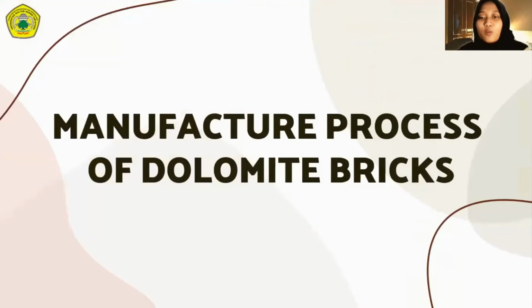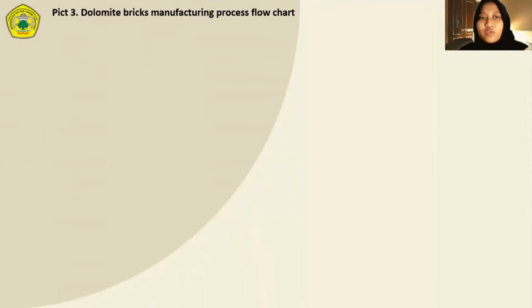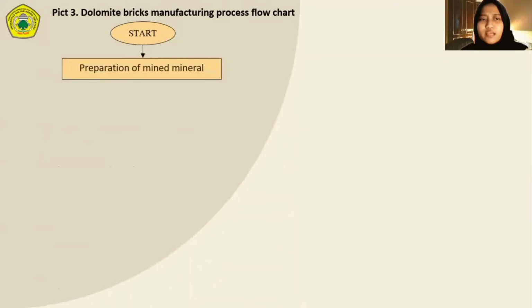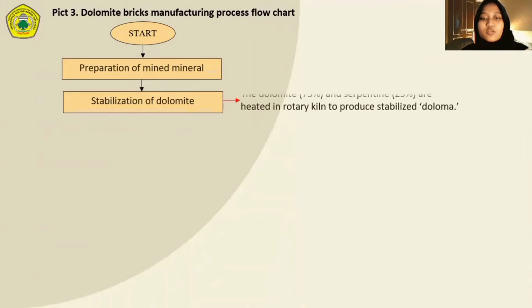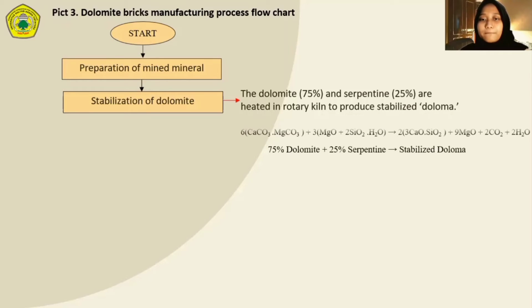Manufacture process of dolomite bricks. The following is a dolomite bricks manufacturing process flowchart. Start, and next preparation of mine mineral. The mine mineral is broken and crushed either at the mine or at the plant to make it suitable for calcination in a rotary kiln. And next stabilization of dolomite: the dolomite 75% and serpentine 25% are heated in a rotary kiln to produce stable dolomite. This is the chemical reaction of making dolomite.